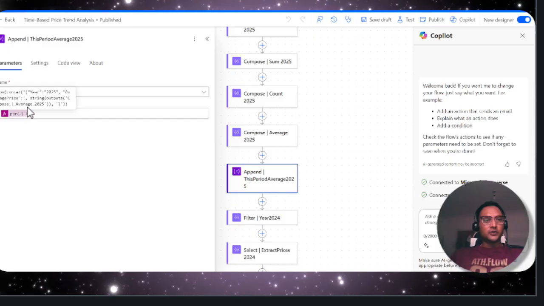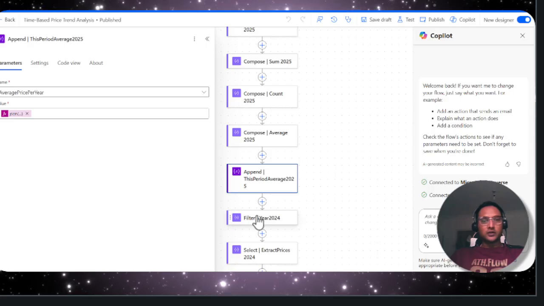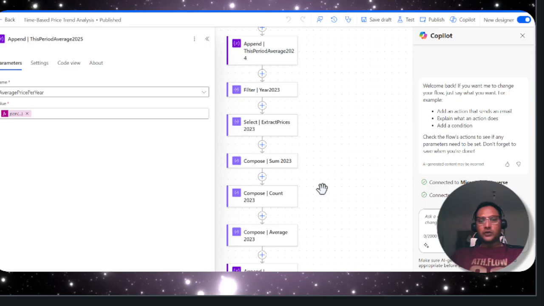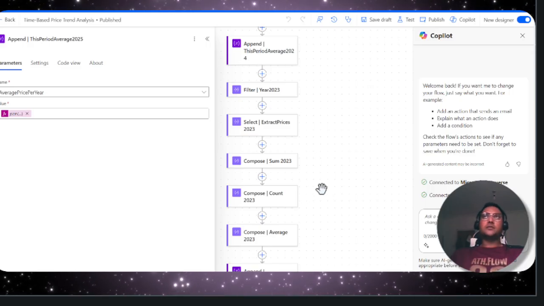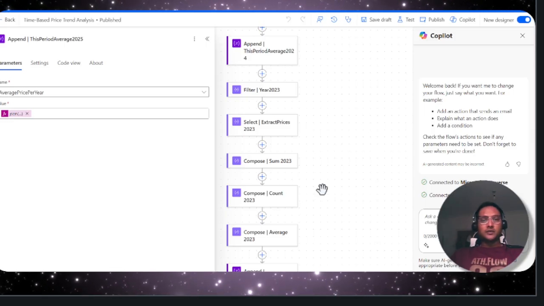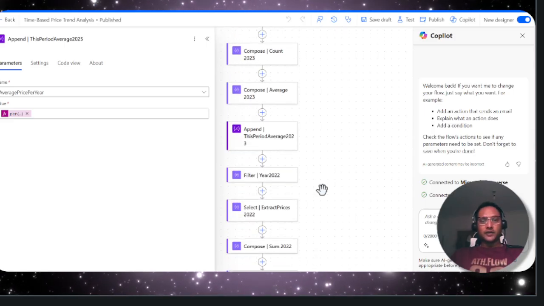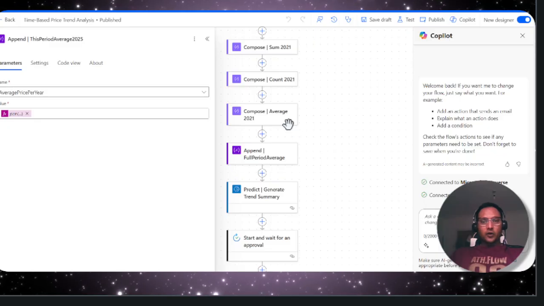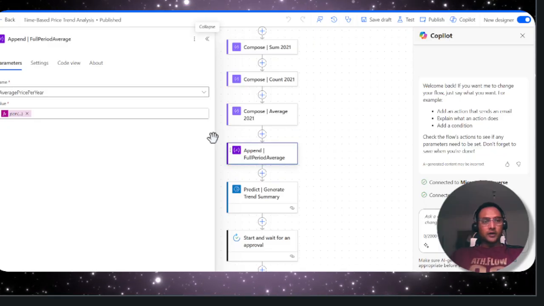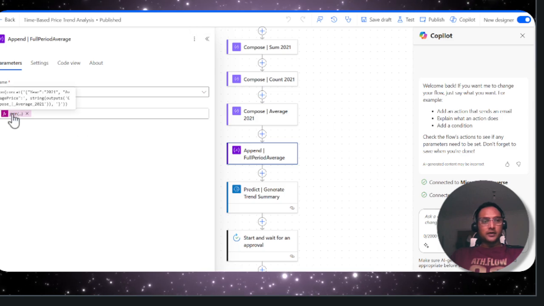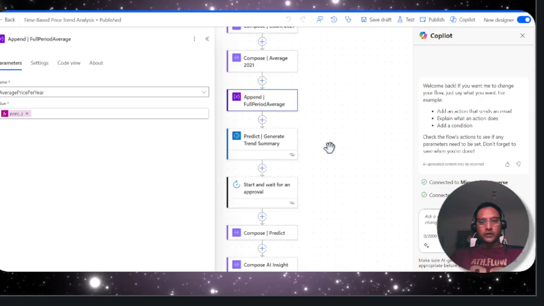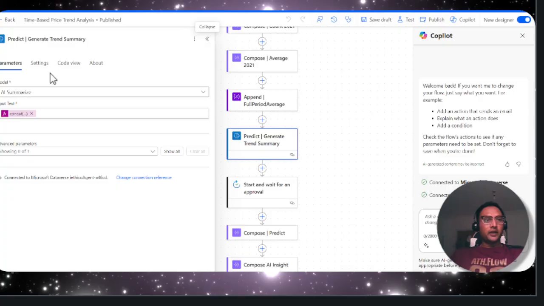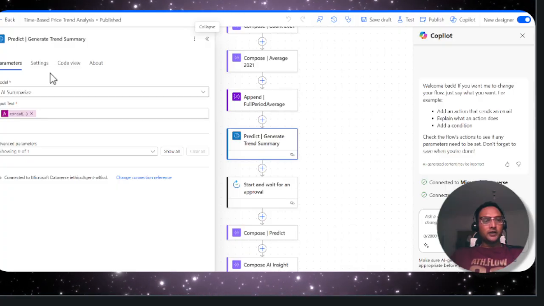So it shows what the total price was for 2025. Similarly, I'm calculating for 24, then 23, 22. It depends on how many years an analyst wants to analyze for the price trend. For 5 years I've calculated, and I'm appending all of that, calculating for 2021, and then passing that information to Predict AI, which is built into Copilot, and I'm using Summarize here.